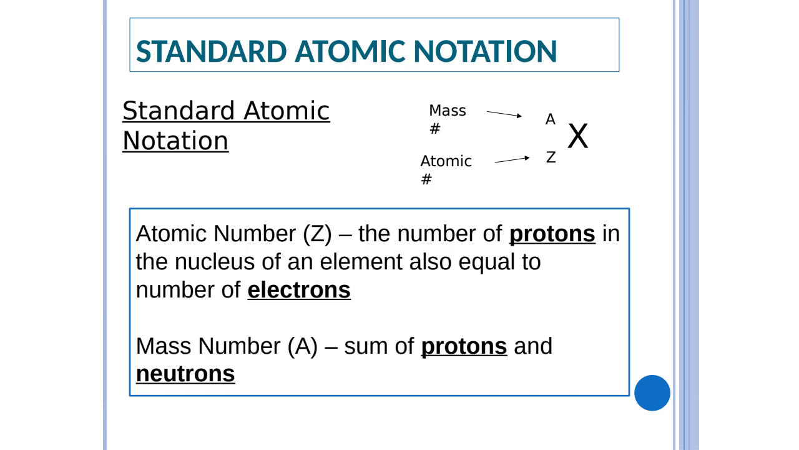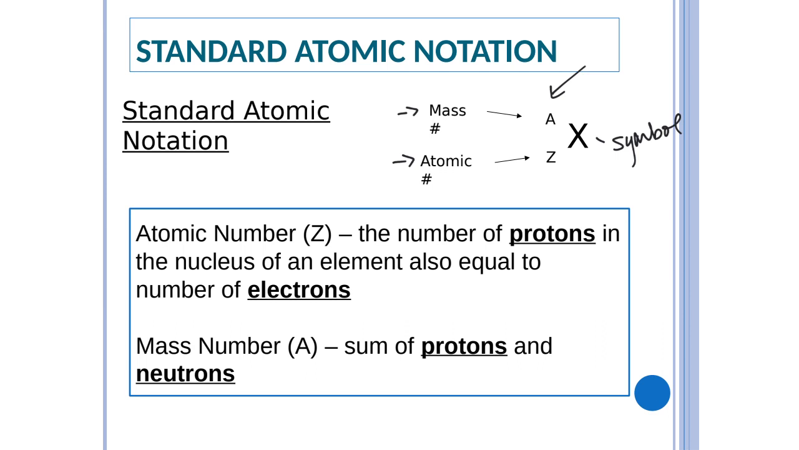Standard atomic notation is used to represent the basic information of elements on the periodic table. X refers to the symbol of your element. And then there are 2 values that are usually listed to the left of your symbol. And the upper value refers to the mass number or the atomic mass, and the lower number refers to the atomic number. Both of these you can find on your periodic table.